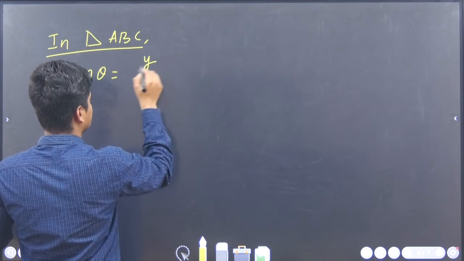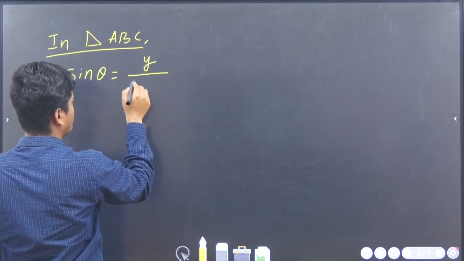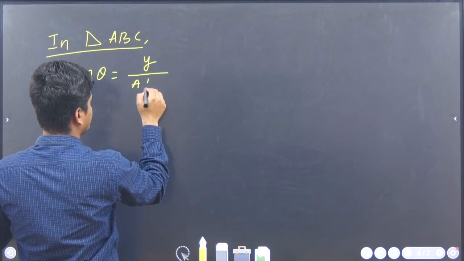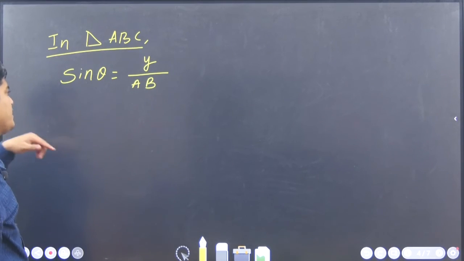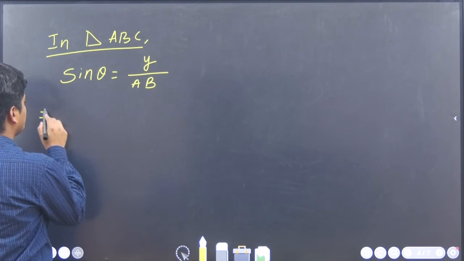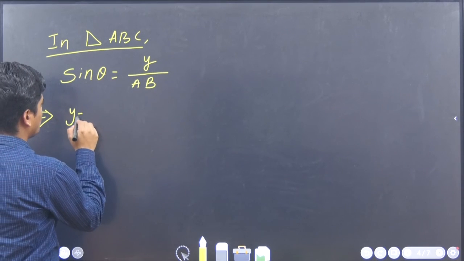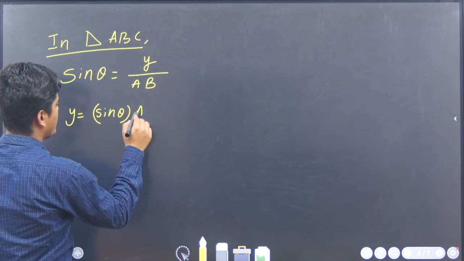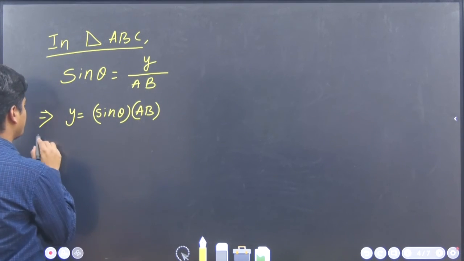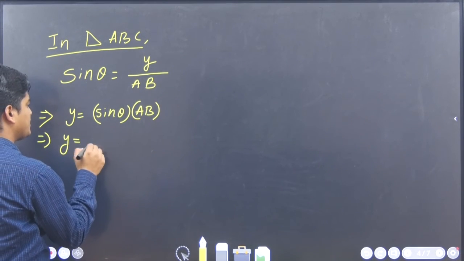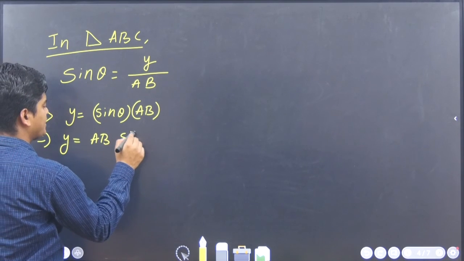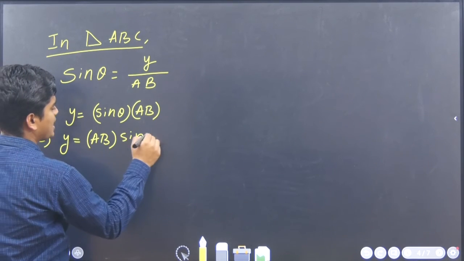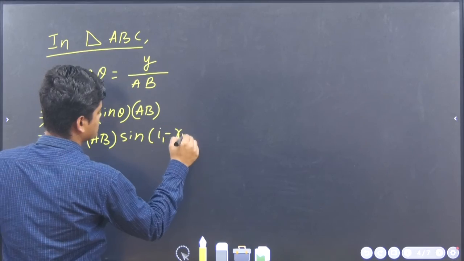So perpendicular is basically y divided by hypotenuse. That hypotenuse is nothing but AB, so y by AB. This implies you can write y equal to sine theta into AB, or AB sine theta. Now here y I can write as AB, and sine theta I can write as sine of I1 minus R1.